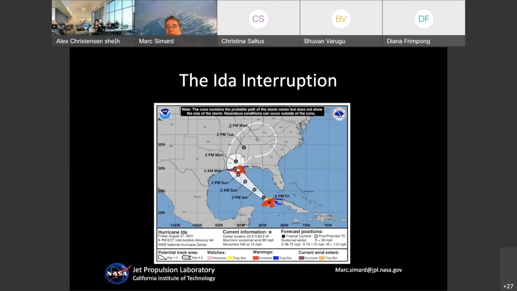So clearly, as you know, we had Hurricane Ida. So the campaign in the fall was somewhat interrupted, but we were still able to collect all of the required data to conduct our research. This interruption, however, offers the opportunity for research, since we do have the data just prior and after Ida. So there's potential for great scientific outcome with this data set.